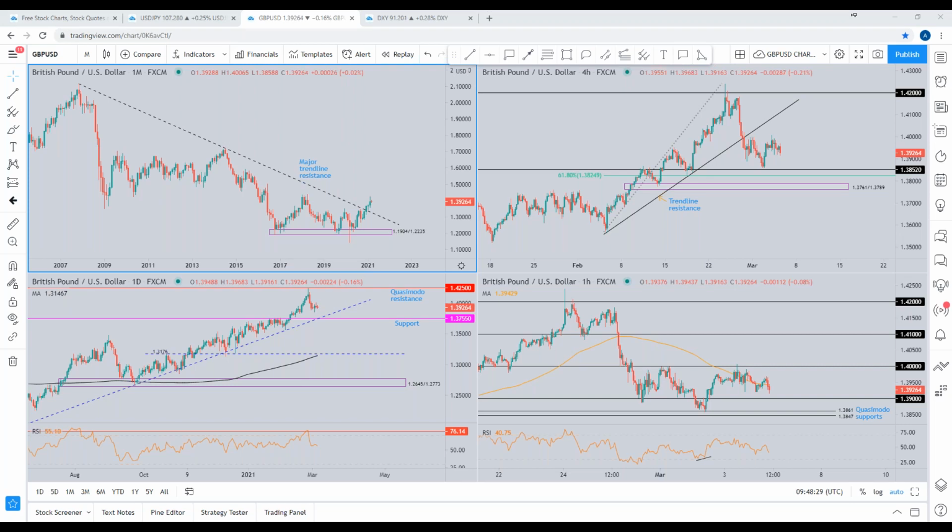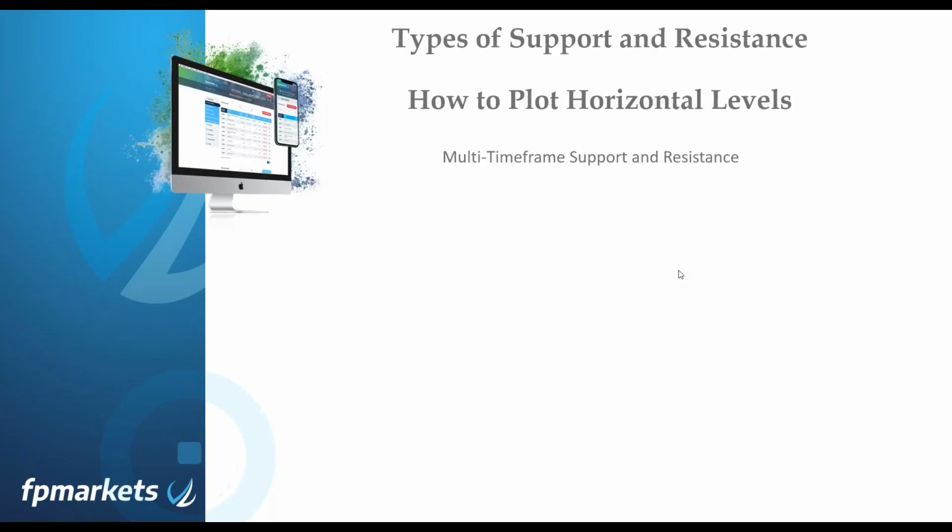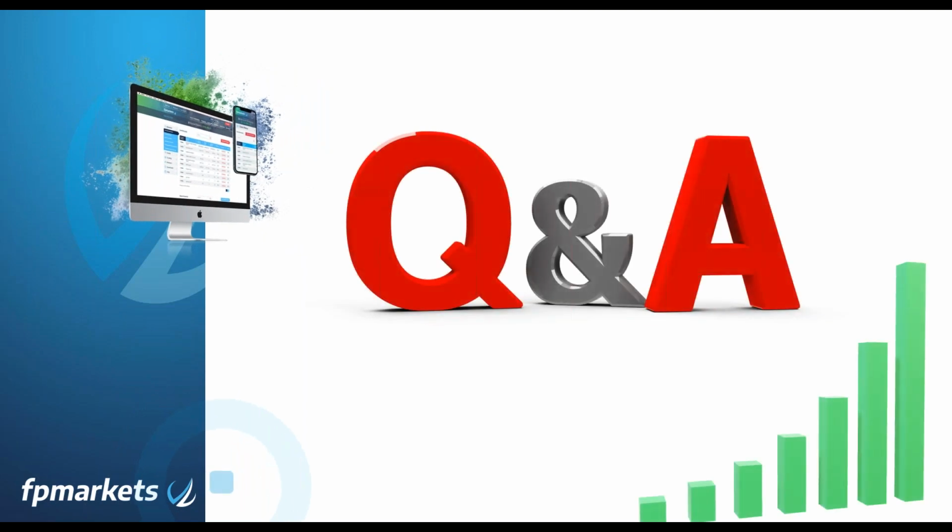Okay, guys, do you have any questions? Let me just fire this back over to here. Okay, so guys, are there any questions? I have a question here. Would horizontal levels be considered more or less reliable than diagonal trend lines?